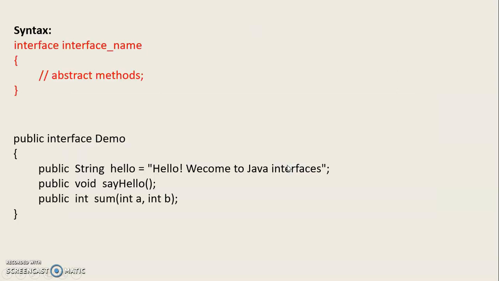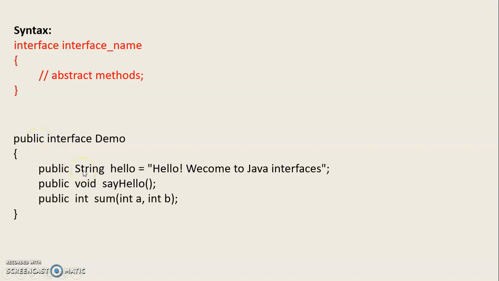What is the syntax of defining an interface? Here you have to use the keyword interface, followed by the interface name, and inside the interface body you can define the abstract methods as well as variables. This is an example. The interface name is demo and I am making this public. So what is the relevance of public?